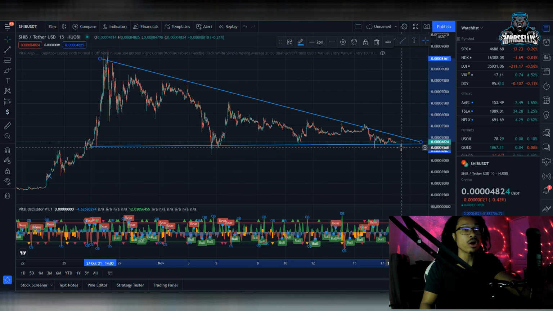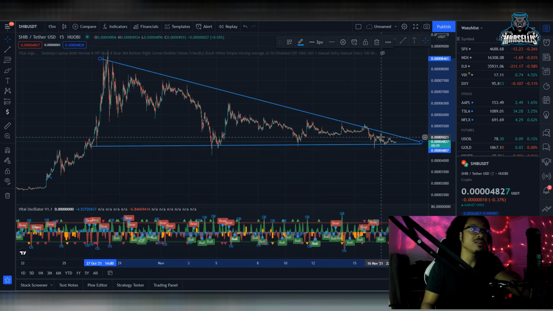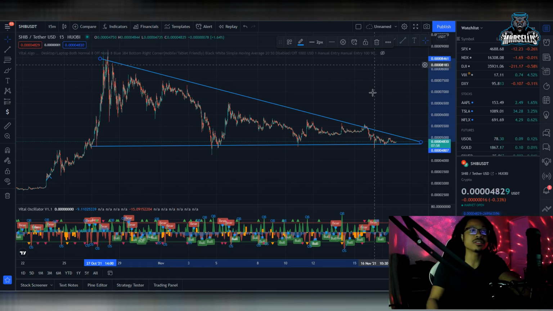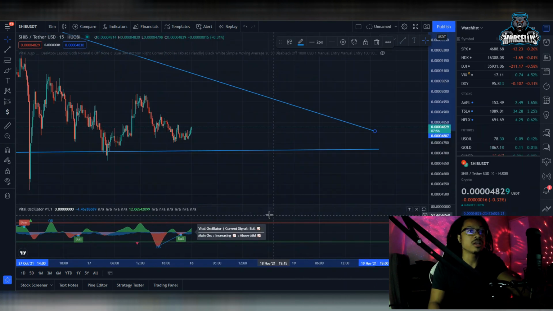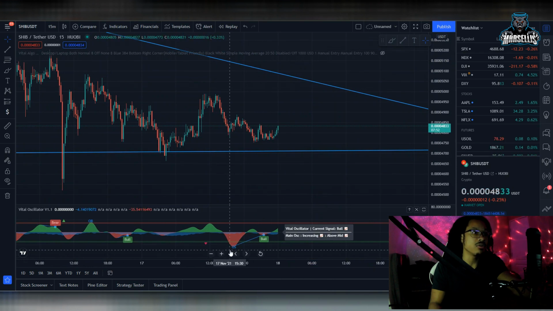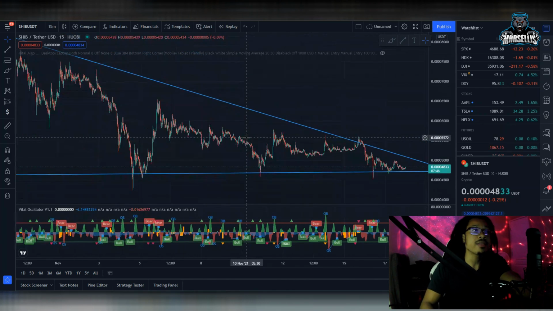Now, we are at the end of this descending triangle, and it could go either way after this. If we continue to have selling pressure, then we end up going down on the downside. If we continue to have more buying pressure, then we could continue to go up on the upside. And like I showed over here, the selling pressure is actually starting to lessen. It's starting to get smaller and smaller, and it shows that we're about to go on a bullish movement here.